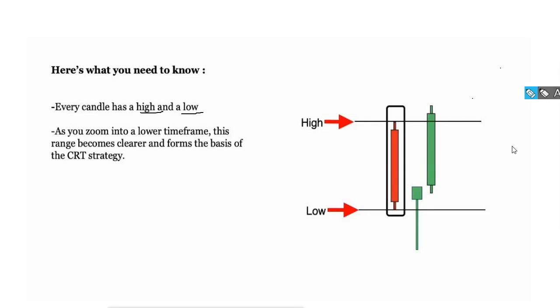This is your CRT pattern. Every candlestick has a high and a low, irrespective of whether it's a bullish candlestick or a bearish candlestick. That is what you need to know when you are coming into the market.